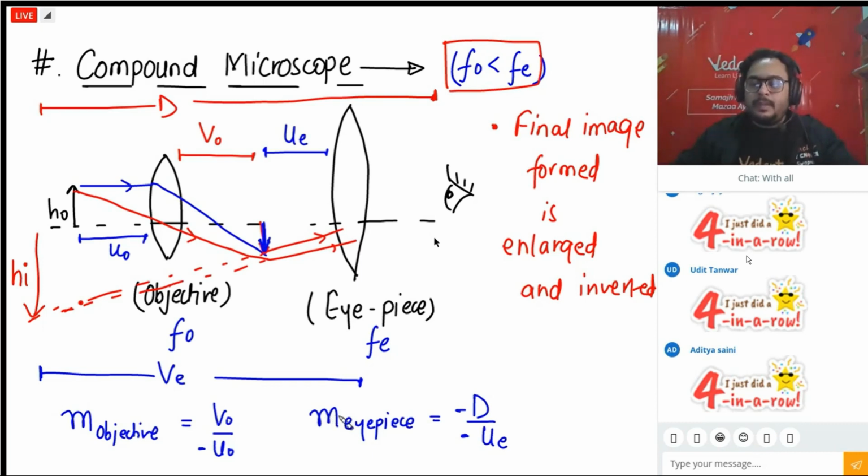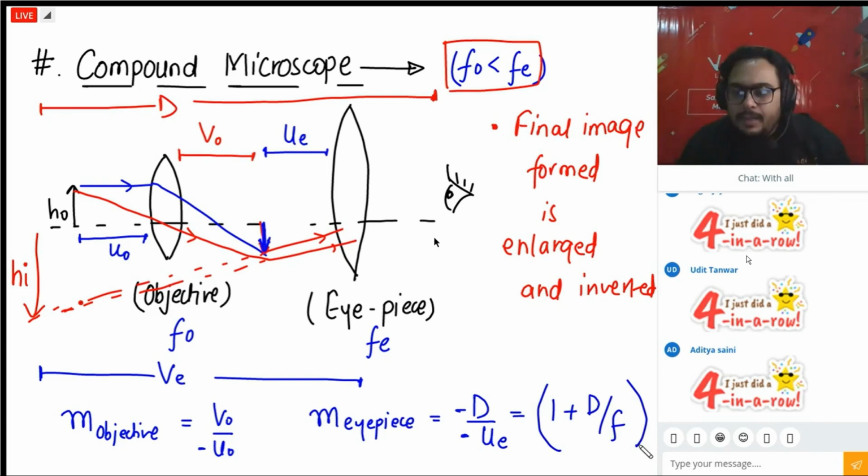Okay. Now I can also write this as 1 plus D by F. Did you understand this, Ananya? 1 plus D by F. Why am I writing this? 1 plus D by Fe. Formula for simple microscope. It is forming image at near point.